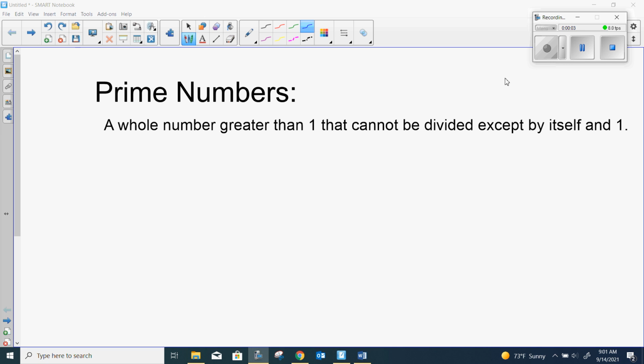Prime numbers are kind of important. We have to understand the concept here. Okay, here's the definition of prime numbers: a whole number greater than 1 that cannot be divided except by itself and 1. Okay, so automatically that rules out number 1.